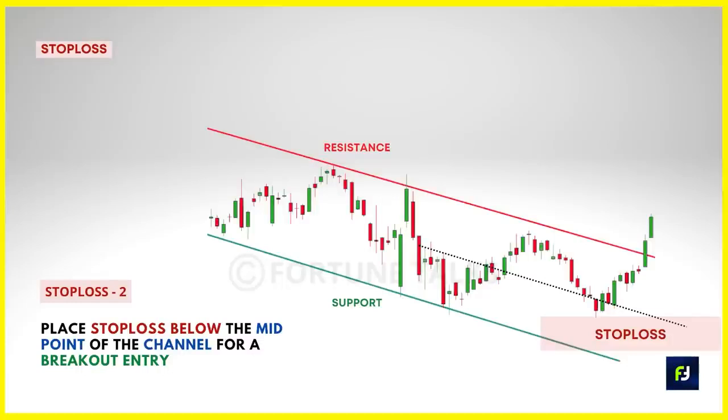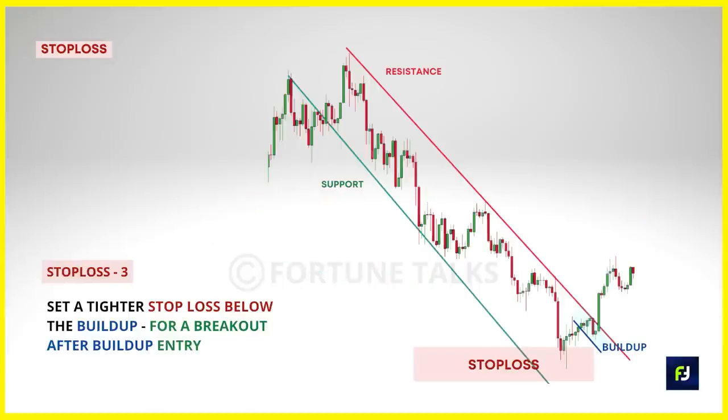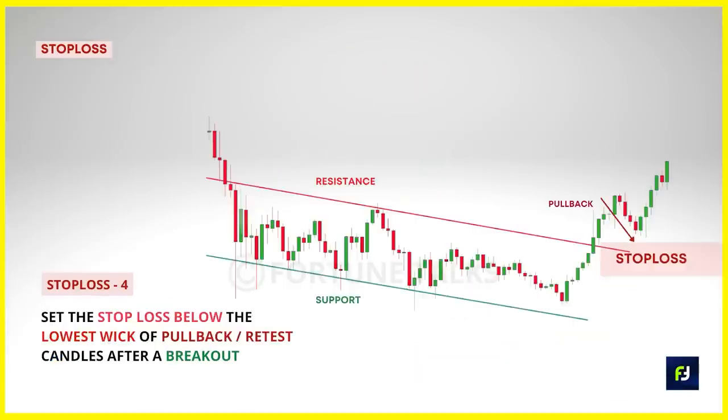So for a breakout entry, you can place the stop loss just below the midpoint of the channel from where the breakout happened. But in case you have taken a long entry after a build-up near the resistance trend line, then you can keep your stop loss just below the build-up or consolidation. And finally, if you have taken a position after a pullback or retest, you can set your stop loss below the lowest wick of the pullback or retest candles with some buffer for ample price movement.